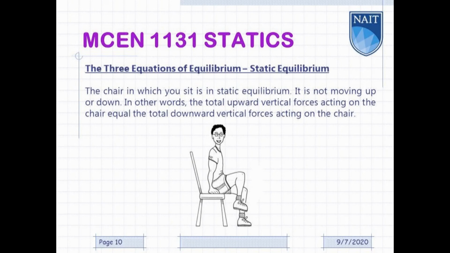Also recall the definition of static equilibrium. The chair in which you sit is in static equilibrium. It is not moving up or down. In other words, the total upward vertical forces acting on the chair are equal to the total downward vertical forces acting on it.